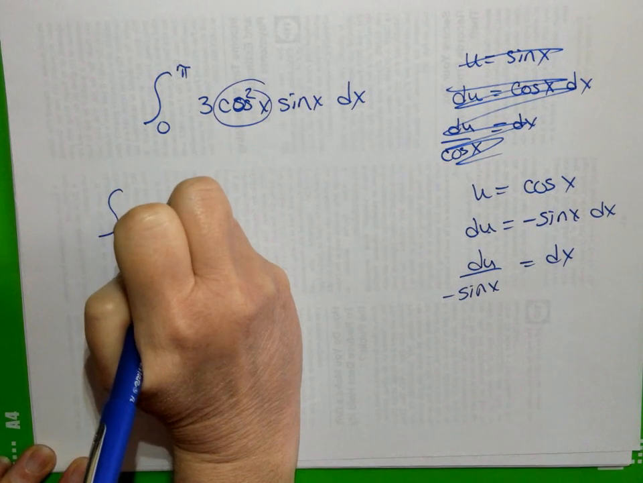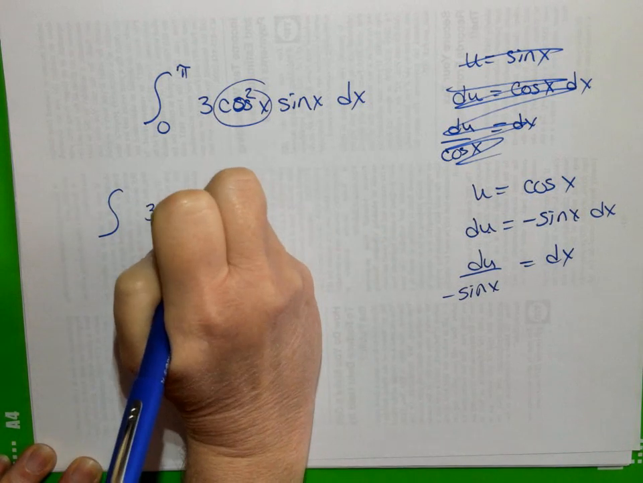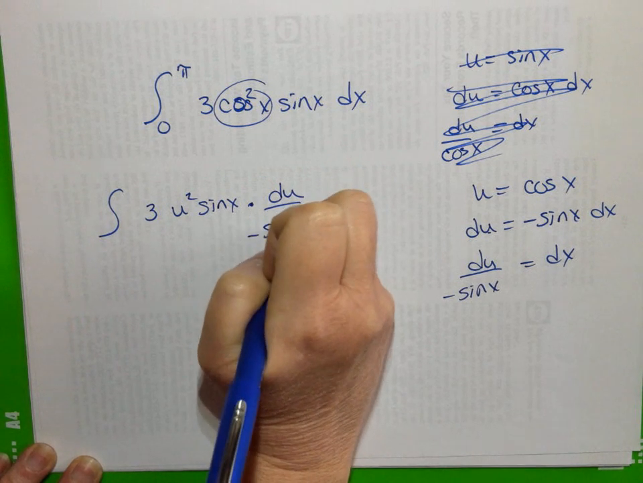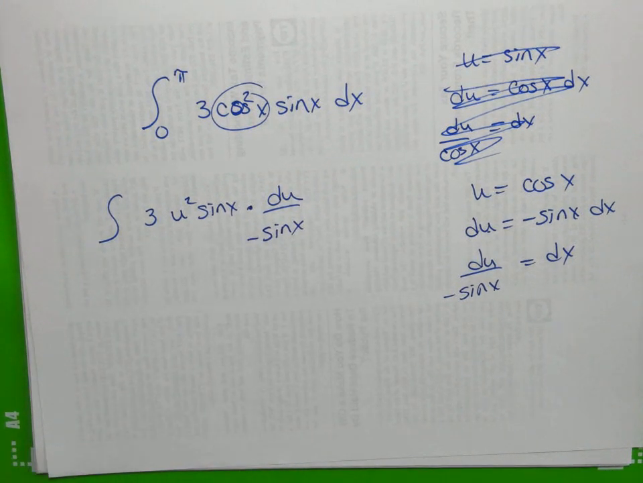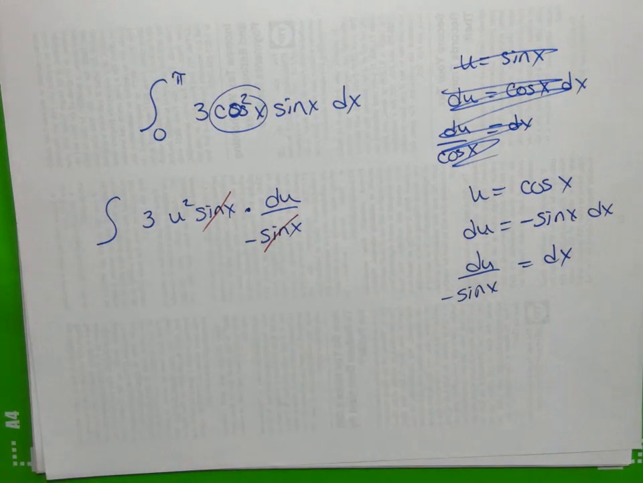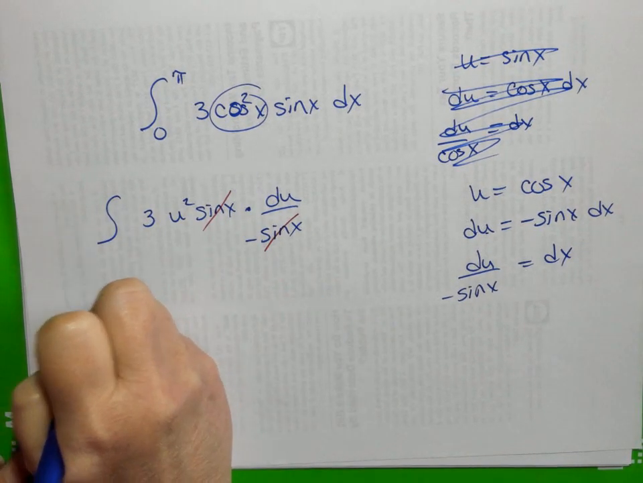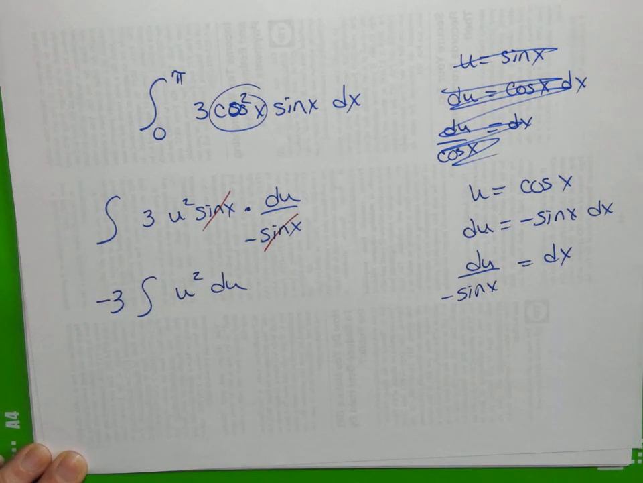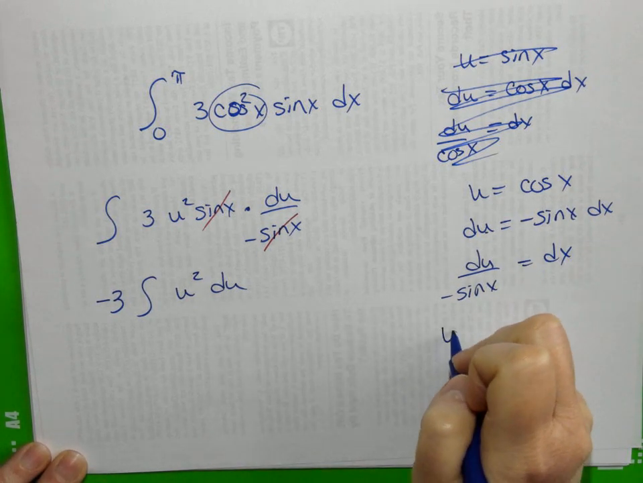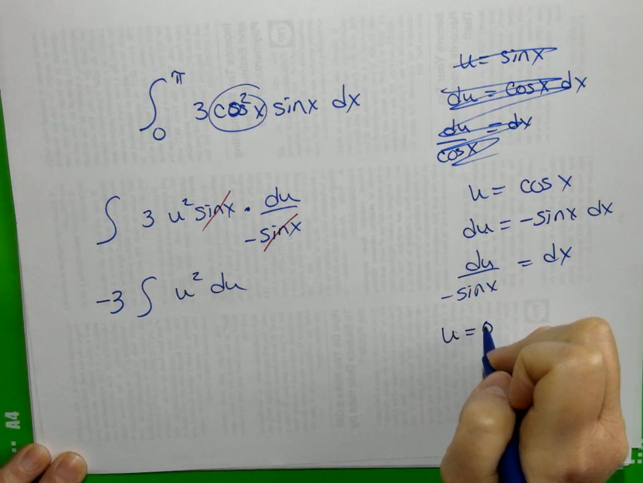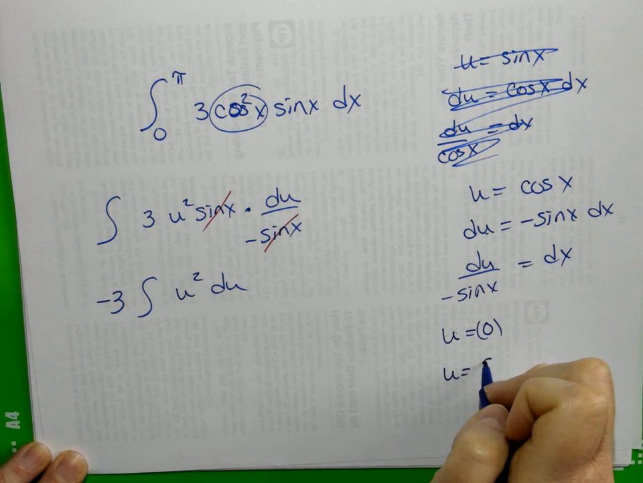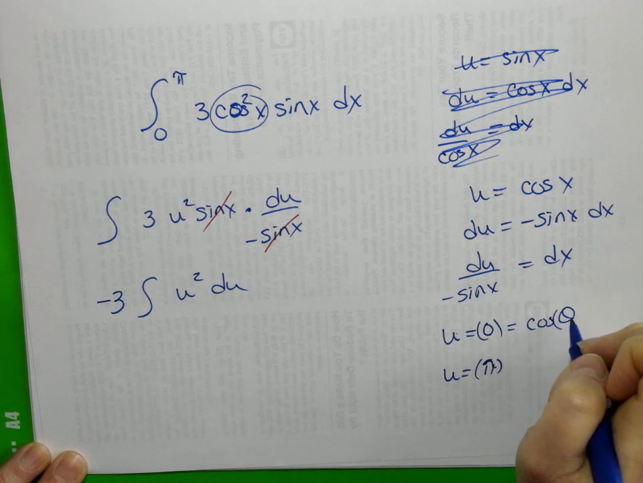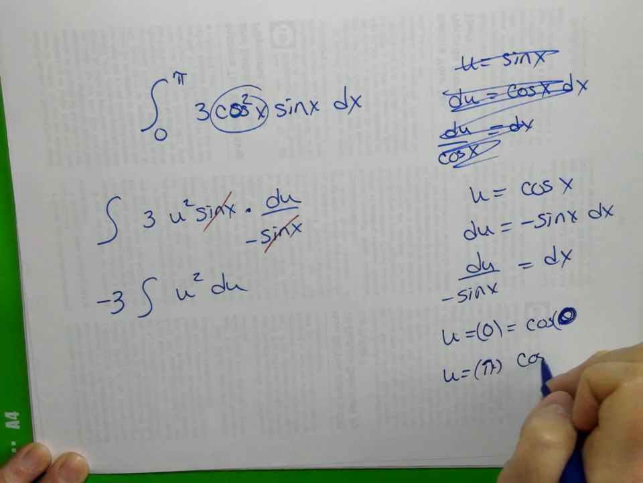I have 3u squared sine x times du over negative sine x. Ooh, I like that, because that goes away with that. And that negative sign can go with that 3, so I can do this. I'll fix the boundaries in a second. Okay, so now I have to find u of 0, and I have to find u of pi. Or in other words, I need the cosine of 0, and I need the cosine of pi.